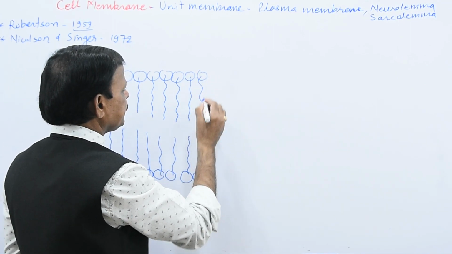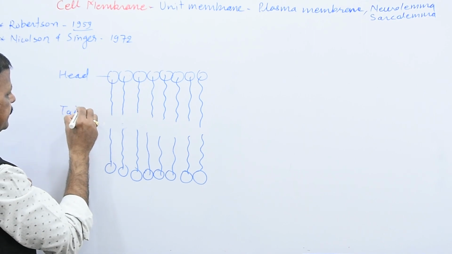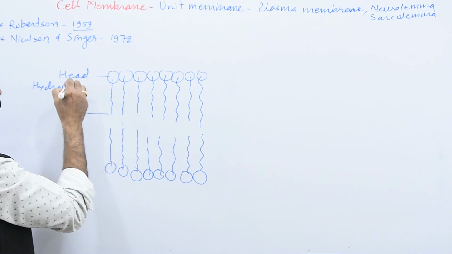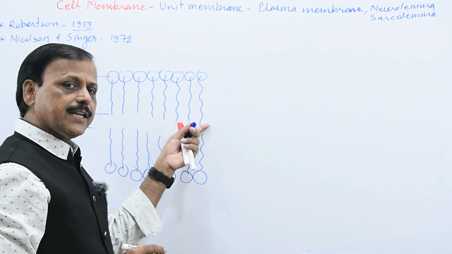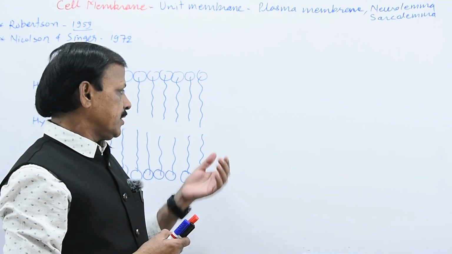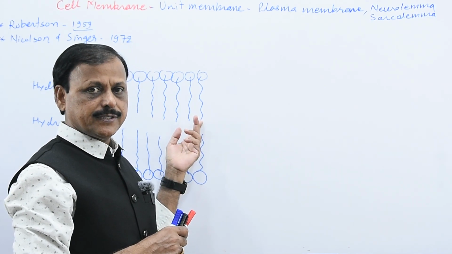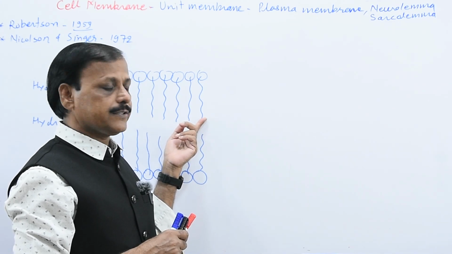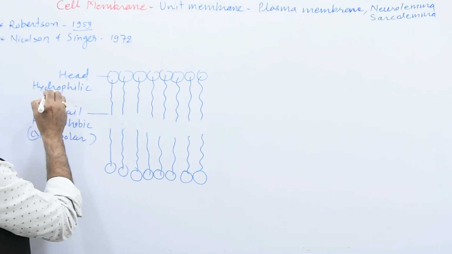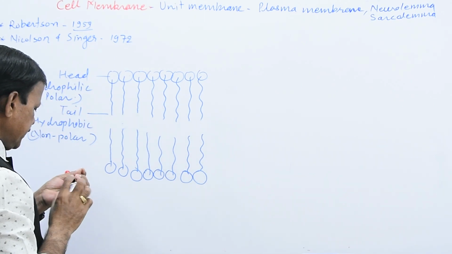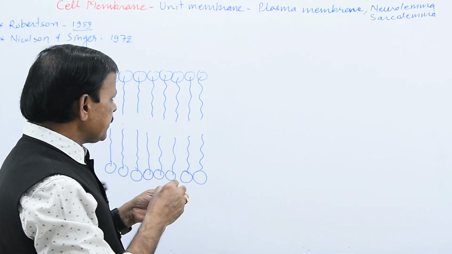So the head is hydrophilic and the tails are hydrophobic. Why are the tails hydrophobic? Because they are made up of long chains of saturated hydrocarbons. Because of the saturated hydrocarbons, they are impervious to water. Therefore, they are hydrophobic and non-polar. So this tail region is non-polar and the head regions are polar. Please remember these words, which are very important and will help you solve questions in the NEET examination. Now this is about the arrangement of the bilipid layer.